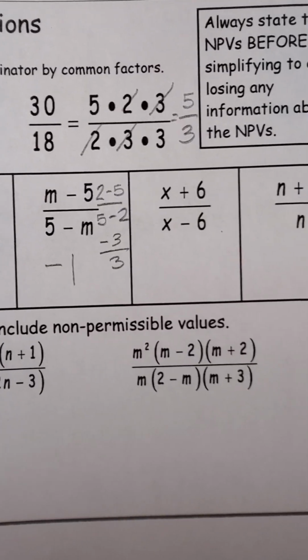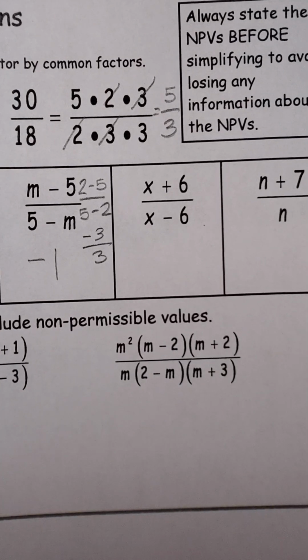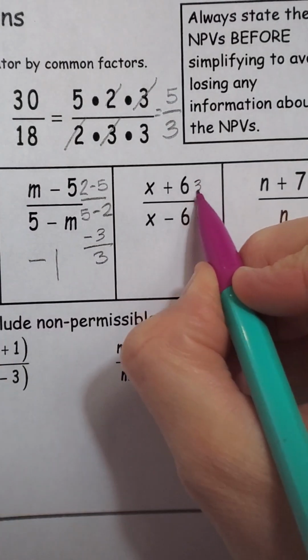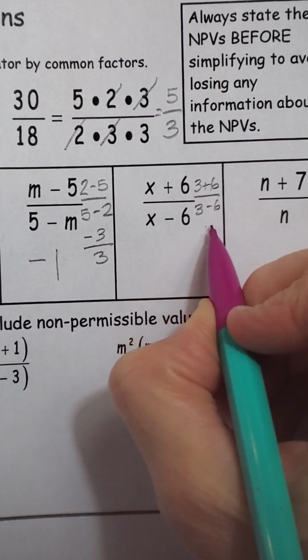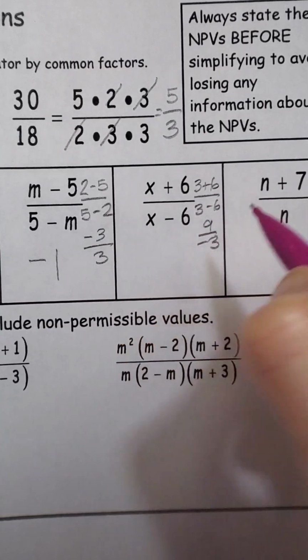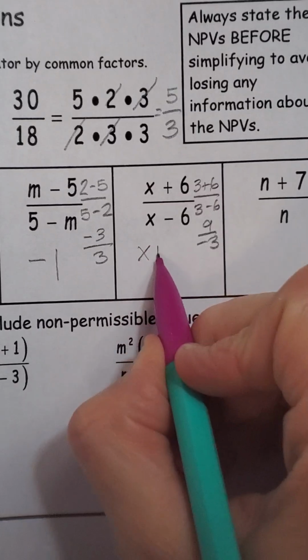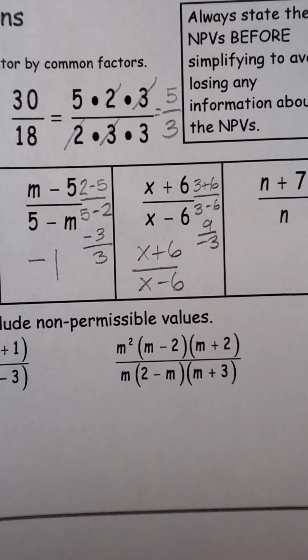What about x plus 6 over x minus 6? Once again, if you're ever unsure, take a value and substitute it in for x: 9 over negative 3. That doesn't give us 1 or negative 1, so that stays as x plus 6 over x minus 6.